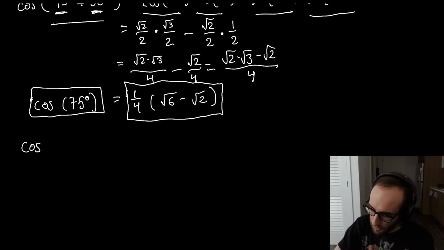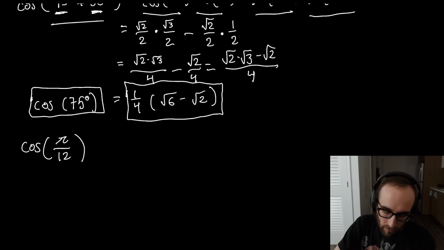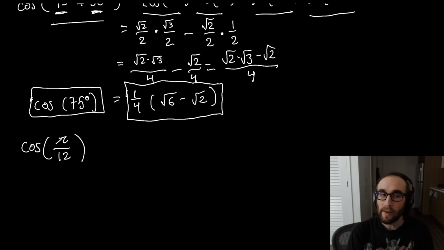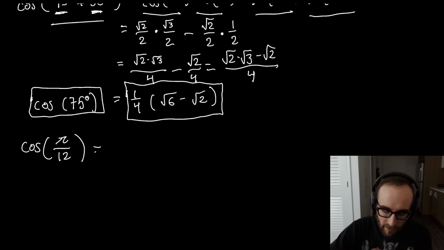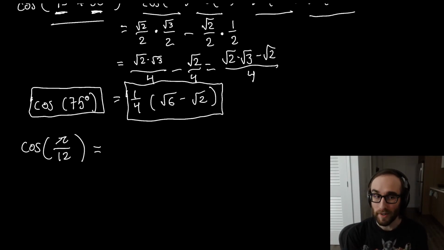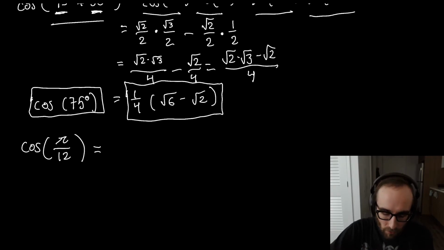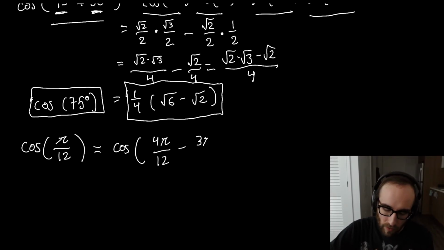Our next example is cosine of, and now we're looking at radians, cosine of pi over 12. So again, using what we learned about the unit circle, we don't know what this exact value is just on its own, but we can split this up as the sum or difference of two angles that we do know. In this case, we can split it up as cosine of 4 pi over 12 minus 3 pi over 12.